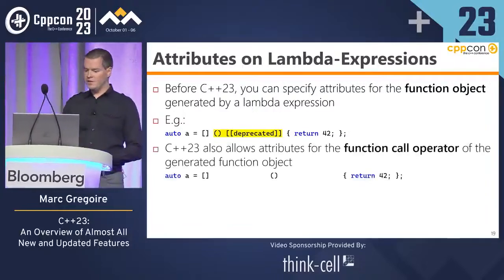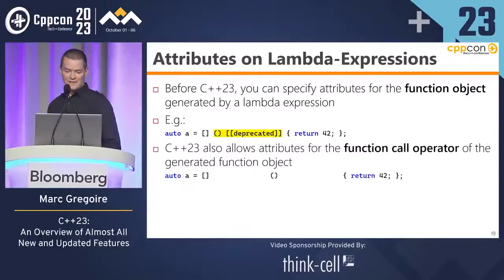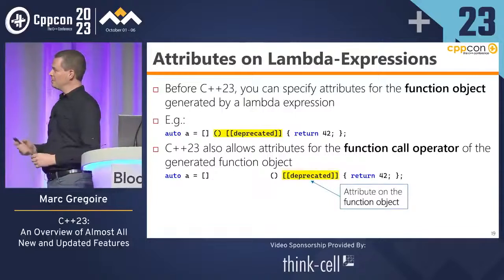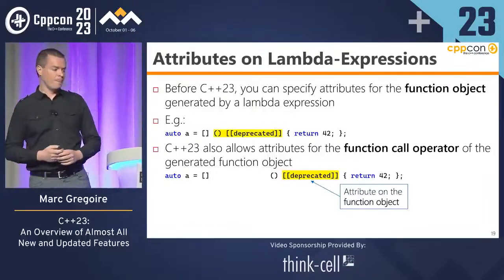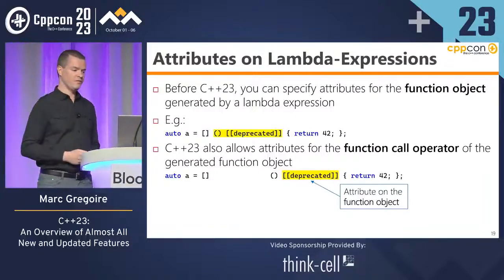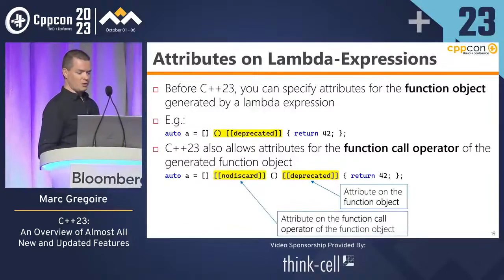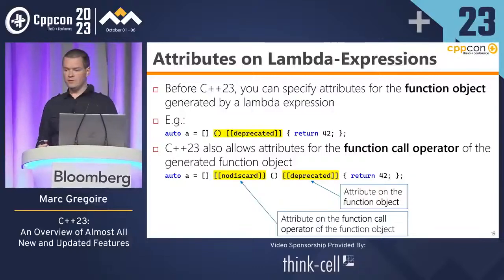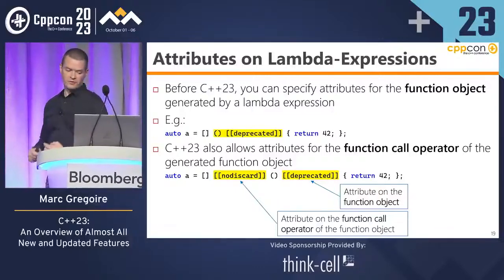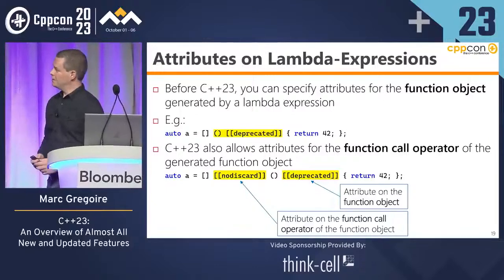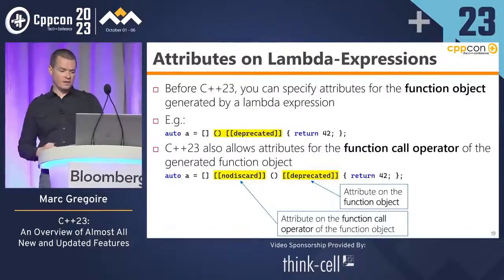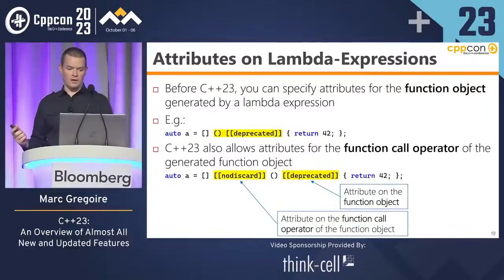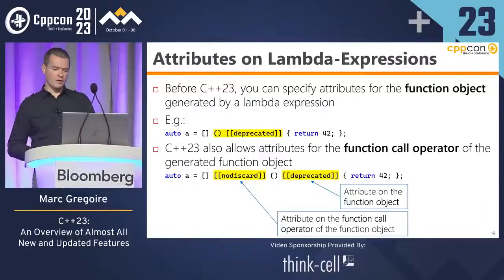Now in C++23, you can put your attributes in 2 places. The first place is the same. You can put them behind the parentheses, and then it's the same as before. So it's an attribute specified on the function object generated from the lambda expression. But now you can also put them before the parentheses. And then this attribute is an attribute on the function call operator of the generated function object. And like in this example, you can combine them. So here I'm saying that this lambda expression is deprecated, but if you still call it, you are not allowed to discard the value that is returned by it.